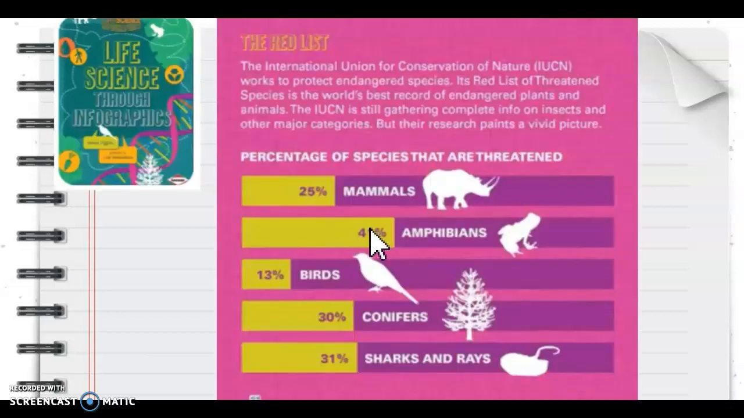And I'm going to show you another graph here that's from a book from Epic called Life Science Through Infographics. When I look at this graph, it says that the red list, the International Union of Conservation of Nature's IUCN, works to protect endangered species. Its red list of threatened species is the world's best record of endangered plants and animals. I didn't think of plants as being endangered, but that makes sense. The IUCN is still gathering complete info on insects and other major categories, but their research paints a vivid picture.